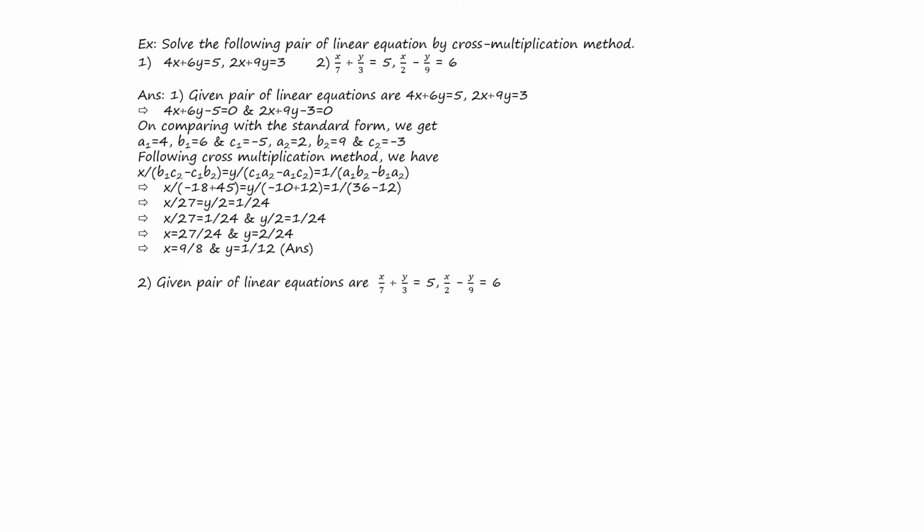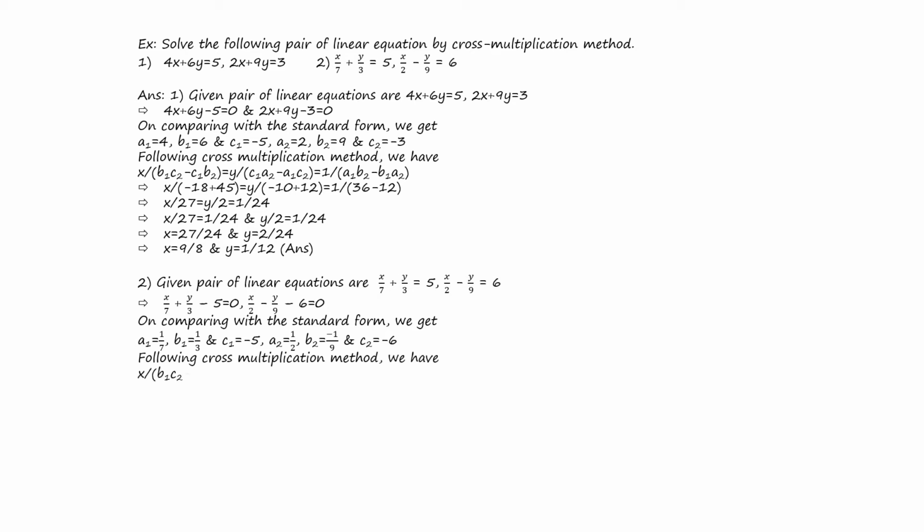The given pair of linear equations is x by 7 plus y by 3 equals 5 and x by 2 minus y by 9 equals 6. It can be written as x by 7 plus y by 3 minus 5 equals 0, and x by 2 minus y by 9 minus 6 equals 0. So on comparing with the standard form, we get a1 equals 1 by 7, b1 equals 1 by 3, c1 equals minus 5, a2 equals 1 by 2, b2 equals minus 1 by 9, c2 equals minus 6.